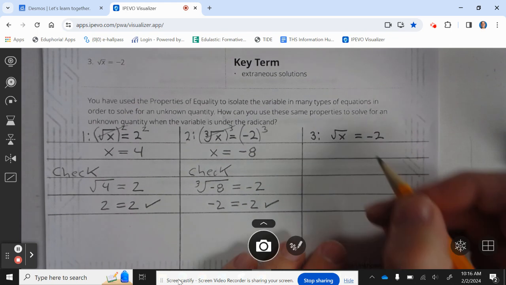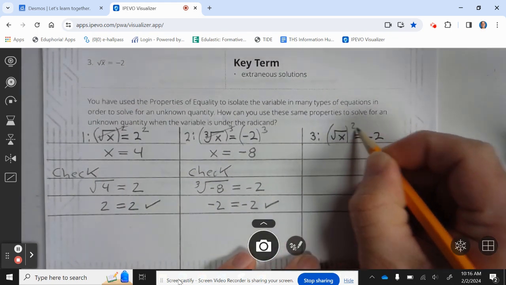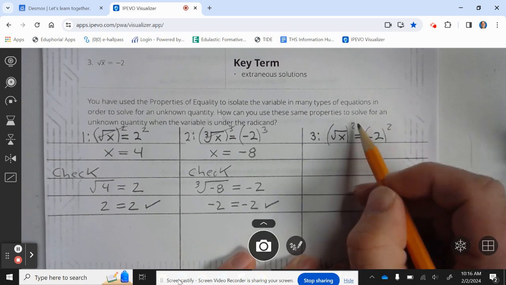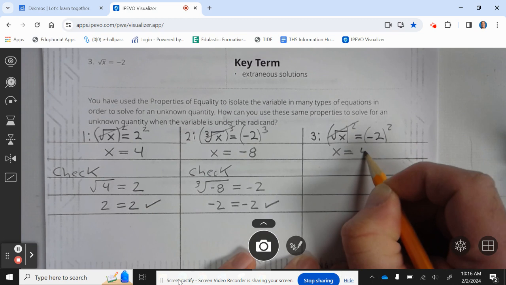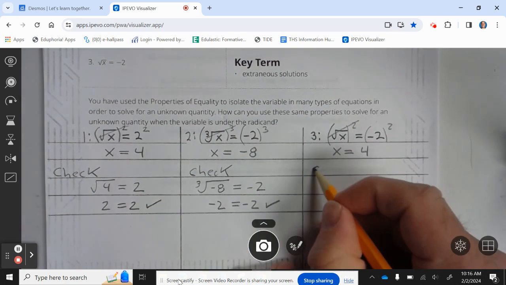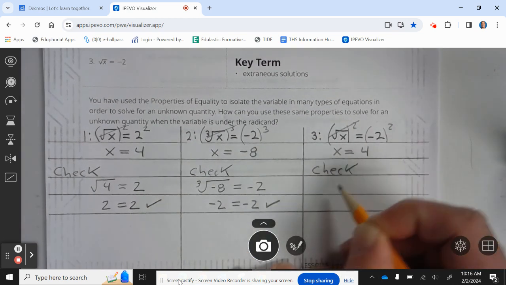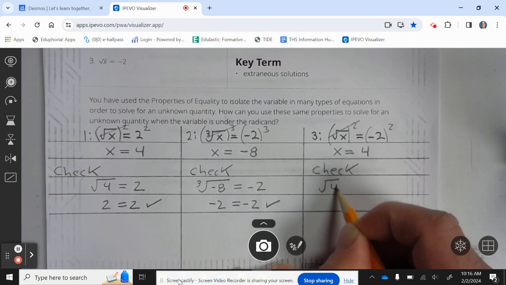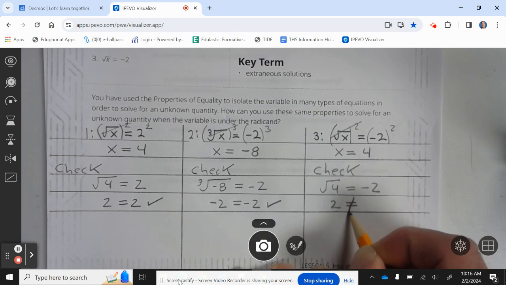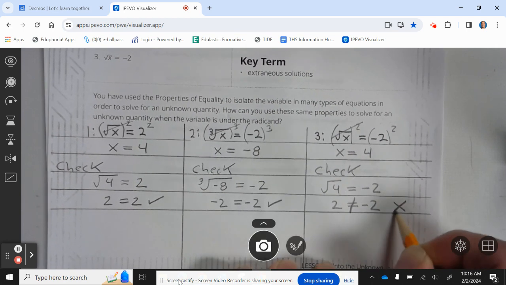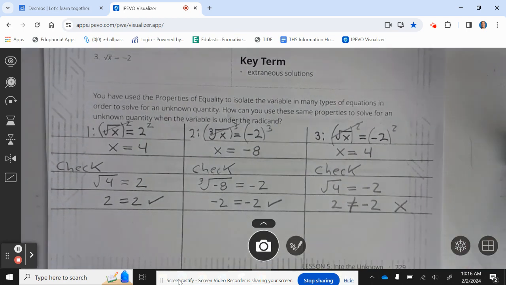Okay, let's take a look at 3. So we're going to square both sides. Square cancels the square root, so x equals negative 2 squared, which is positive 4. And let's check. So the square root of 4 equals negative 2. Well, the square root of 4 is 2. 2 does not equal negative 2, so this does not check. So x equals 4 is not a valid solution.